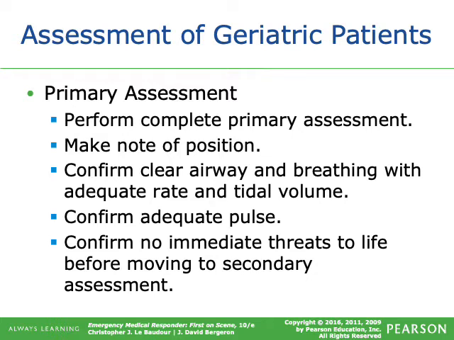Why do you think it's important to first talk directly to the elderly patient rather than asking family members your assessment questions? You don't know what their cognitive ability is. They may be just as sharp as anybody else. And if you're referring to family members instead of talking to them directly, it may offend them. So always attempt to get information directly from the patient before you move on to family members.